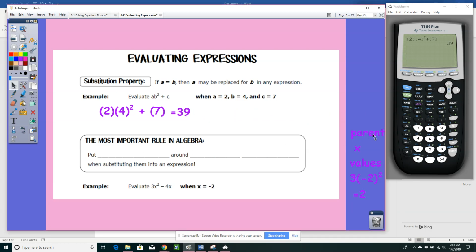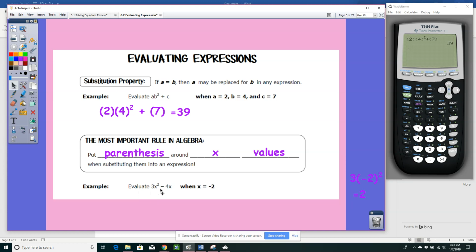So the most important rule in algebra, put parentheses around the x value. So anytime that you substitute a number for a letter, you want to put parentheses. So you can see I did it with the 2, 4, and the 7. So here's our next one.